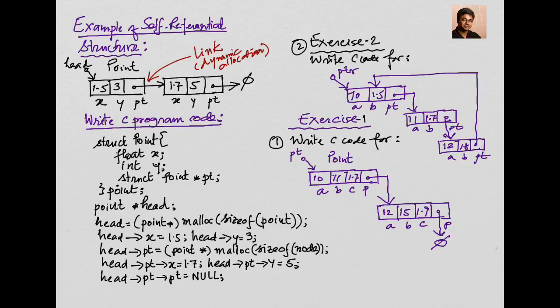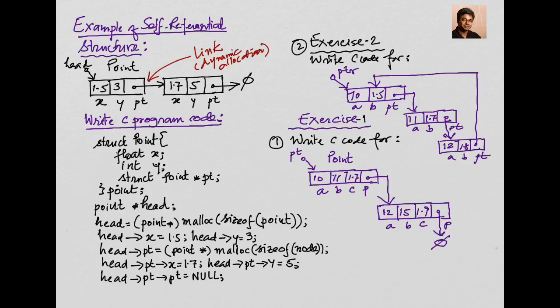Now, the first structure also has a pointer with which you can allocate further memory. So what we did with head PT is allocate again another memory location for X, Y, and of course another pointer variable will come. And I want to access the next value of X. How do we do that? We say head, then PT, then X. So what you have written here: head PT X is 1.7, and head PT Y is equal to 5. And finally there is a null value, so head PT is equal to null.